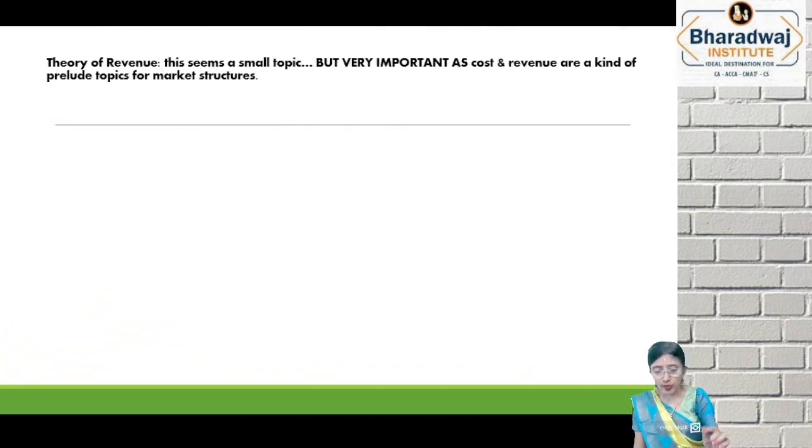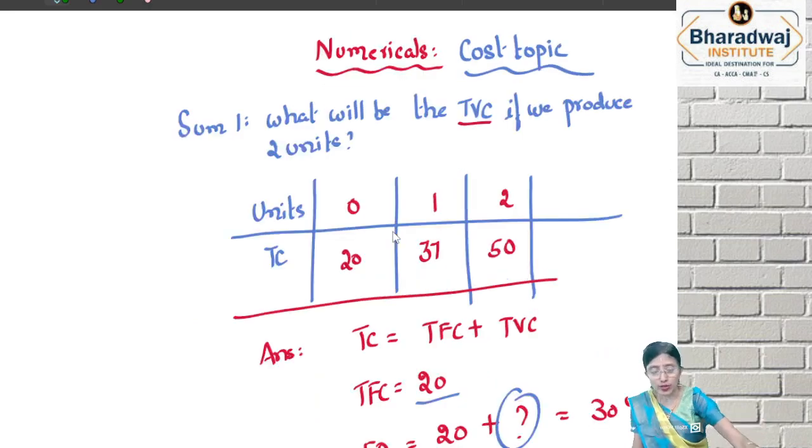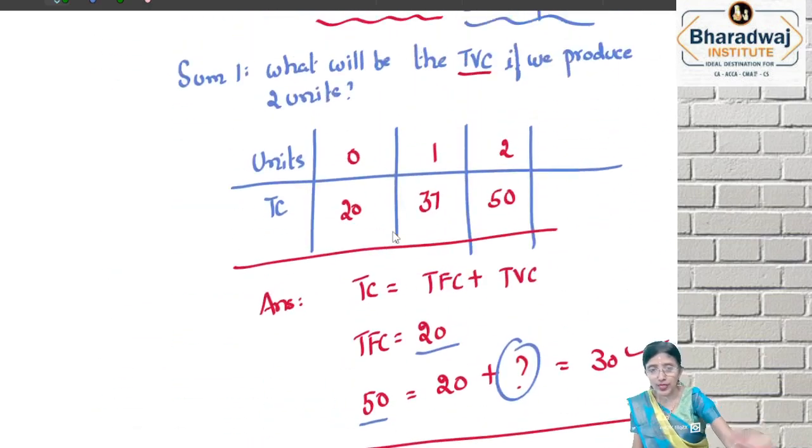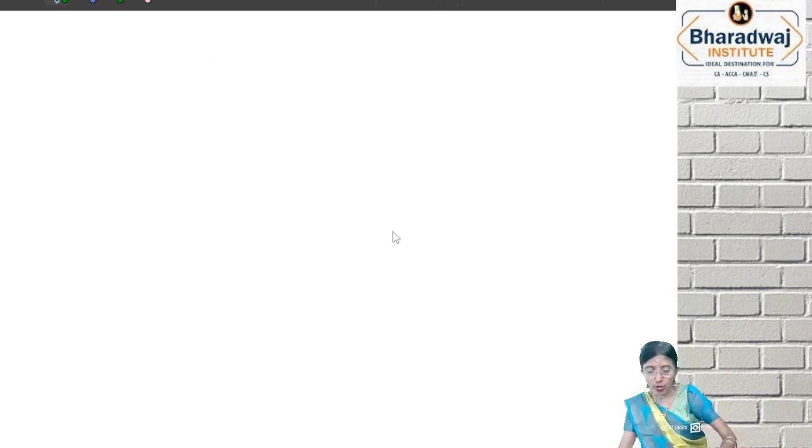Yeah. Now, the theory of revenue is what we are going to do now. So, okay, you understood the three example sums from different segments, and these are to give you some important help or tips. Now, we go to the revenue topic.